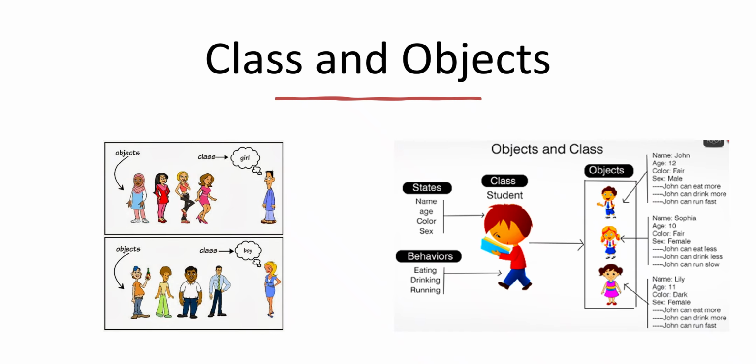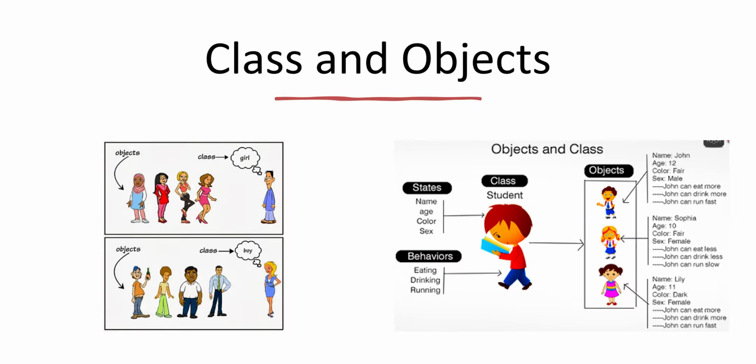This slide visually explains the relationship between class and objects. It shows that a class is a category and objects are the real instances under that category. For example, student is a class, and John, Sophie, and Lily can be objects. Each object has its own states such as name, age, and other attributes, but all objects follow the same structure.